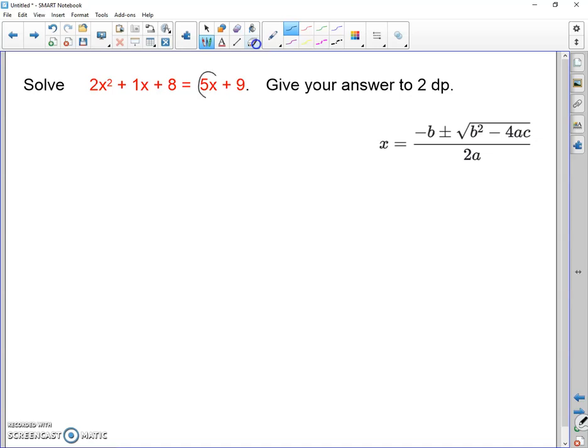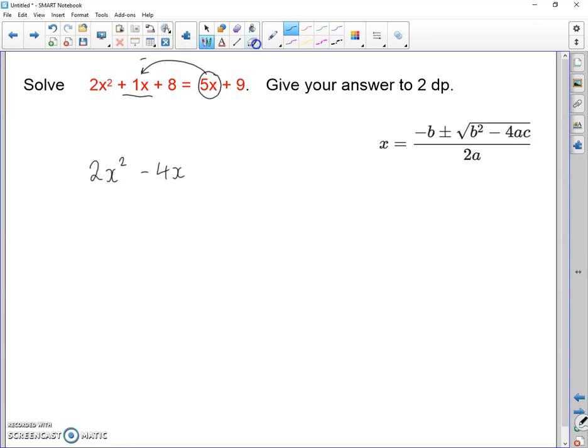Well, if I take plus 5x to the other side, it'll go over to where the 1x is, because they are similar terms, and it will change to a minus. So that gives us so far the 2x squared, which hasn't changed at all. We had 1x, we're taking away 5x, that leaves us with minus 4x.